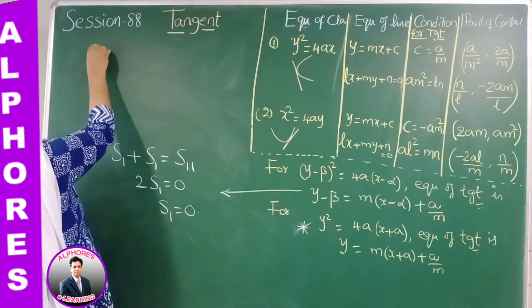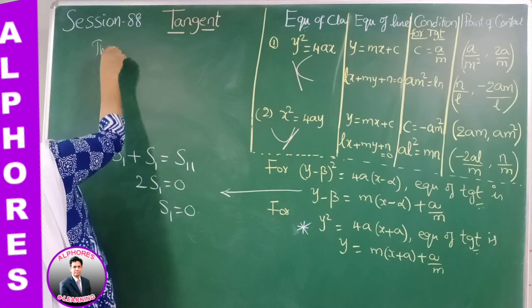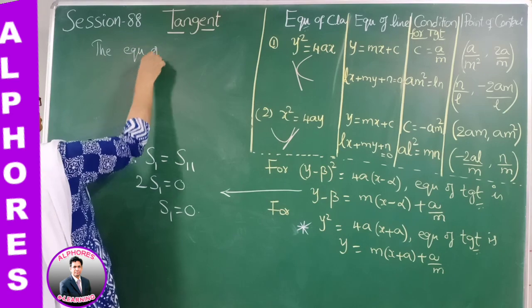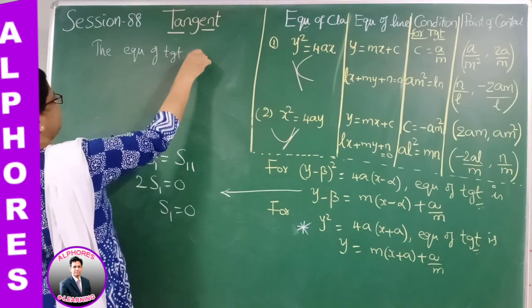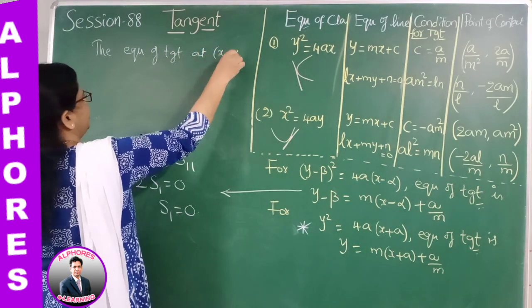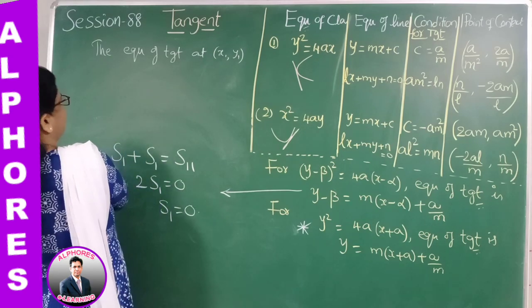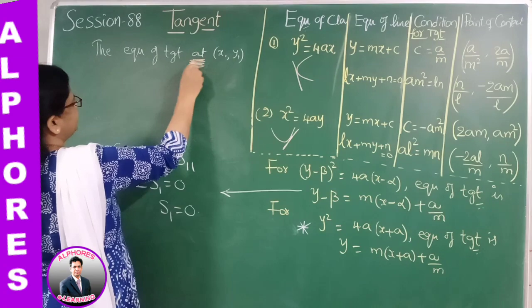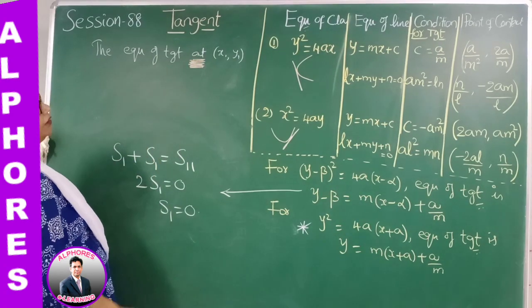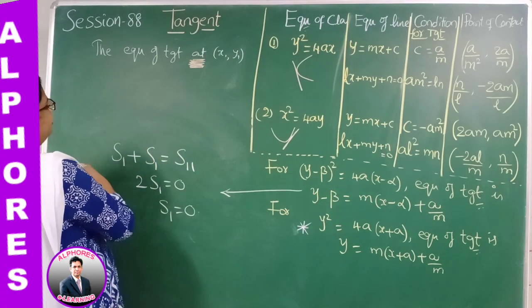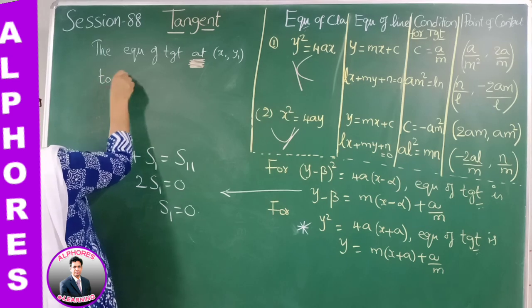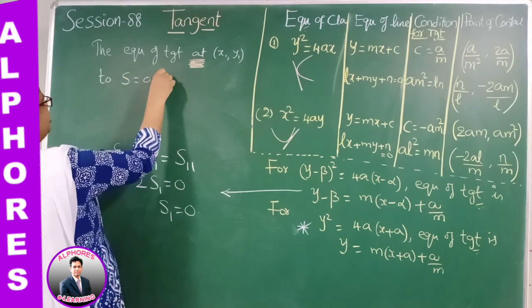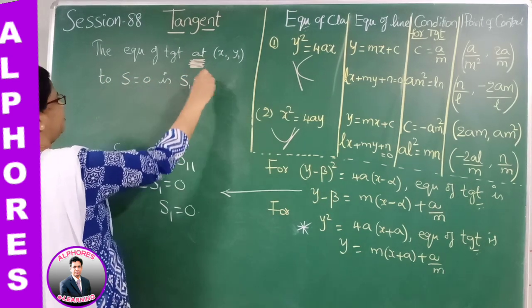So what is our formula, students? The equation of tangent at (x1, y1). What is the important thing you have to observe carefully? It is at. So in your notes, underline: at the point (x1, y1) to any curve S equal to 0, what is our formula? S1 is equal to 0.